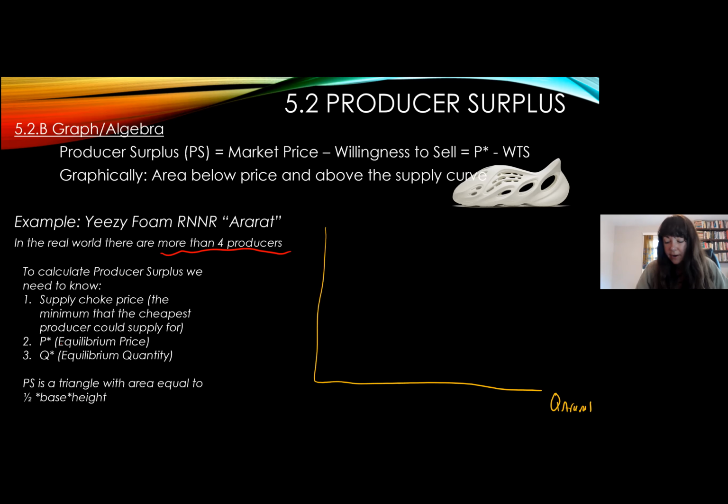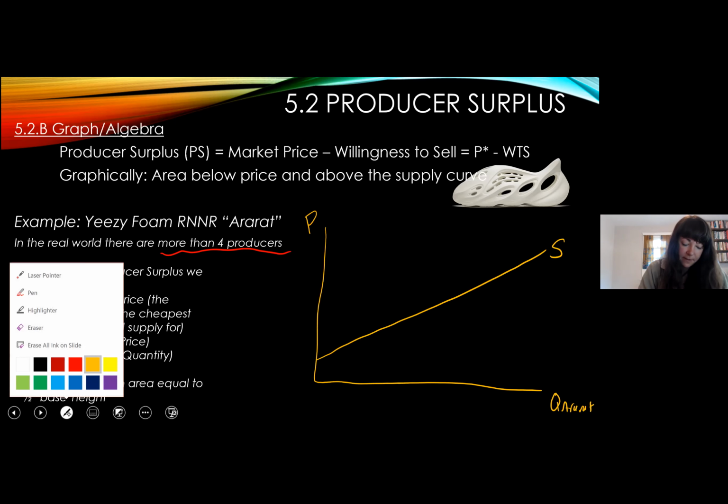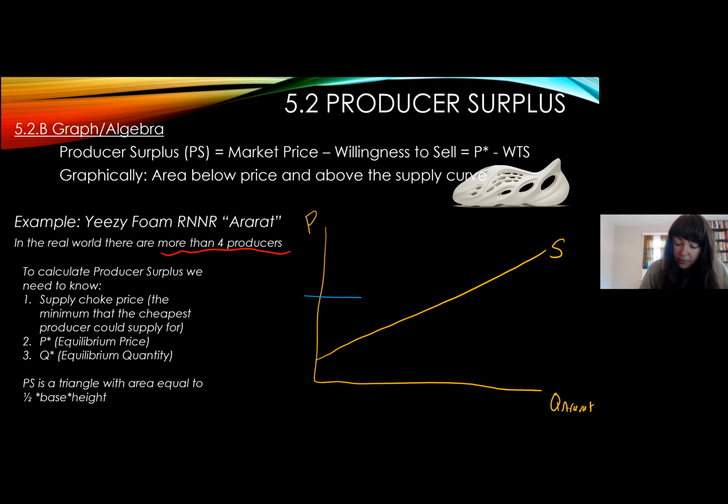So if we're drawing the Ararat market more realistically, where we have supply, price, quantity, we've still got our P star of 250, which is the top of the triangle we're solving for. No producer gets surplus that comes from above the price, because that price is the maximum they're taking in. That's the upper bound on their producer surplus. But they're getting surplus when that price is above their cost.